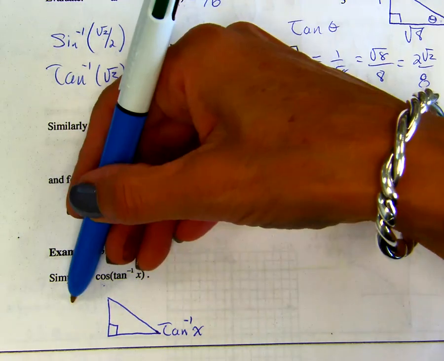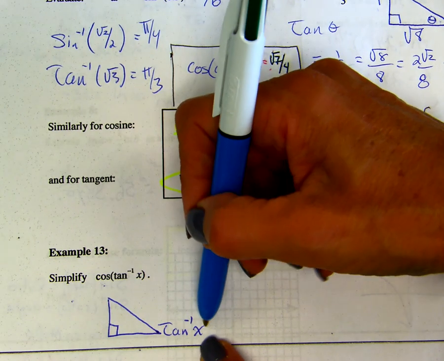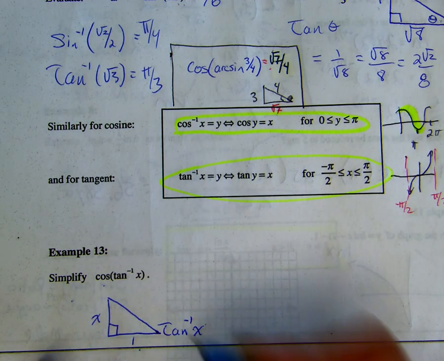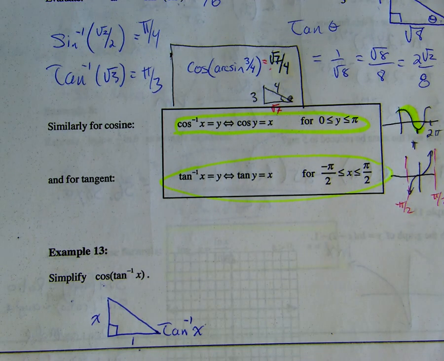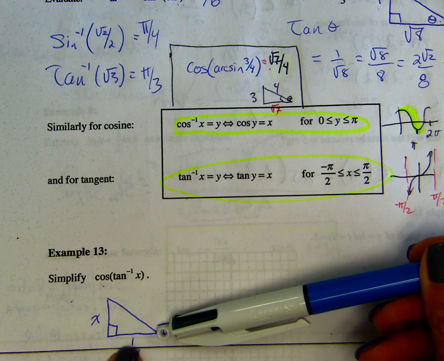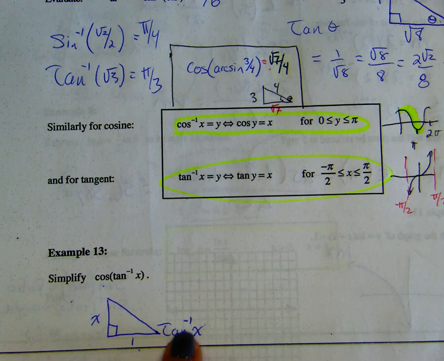Tangent is opposite over adjacent, and the answer to opposite over adjacent is x. That means the opposite must be x and the adjacent would be 1. So here is a picture of an angle that has a tangent of x, opposite over adjacent. I want you to tell me the cos of this angle.